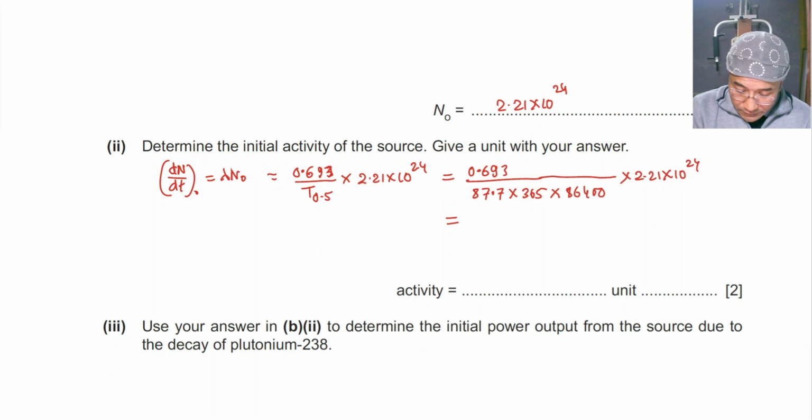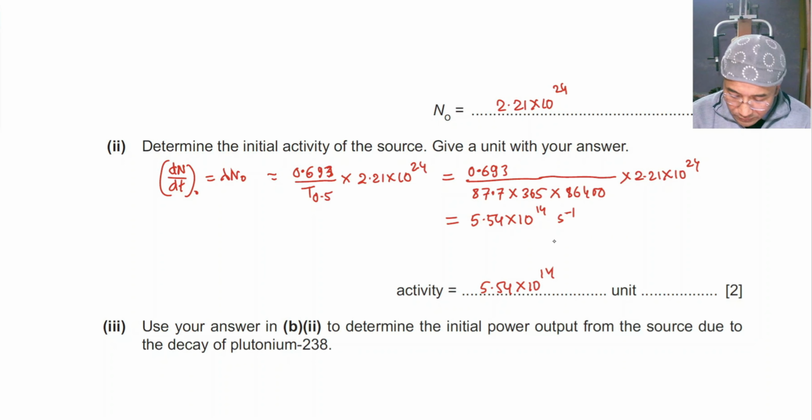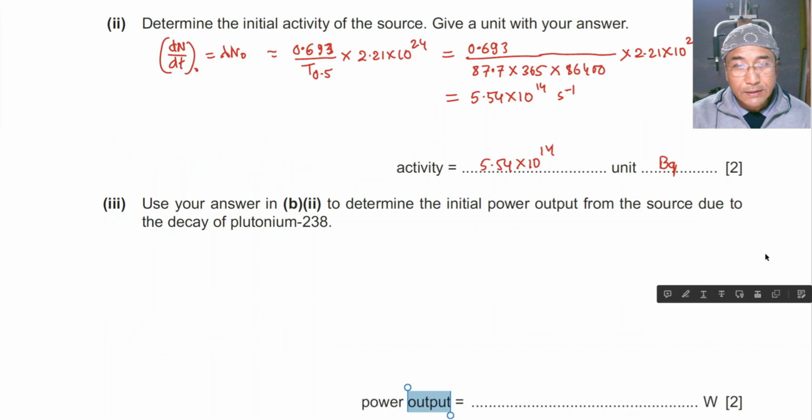So let me calculate: 0.693 divided by bracket 87.7 into 365 into 86400 bracket close, into 2.21 into 10 to the power 24. This gives us 5.54 something, so I write 5.54 into 10 to the power 14 per second. This per second can be written as becquerel as well. So this is the answer for this part.